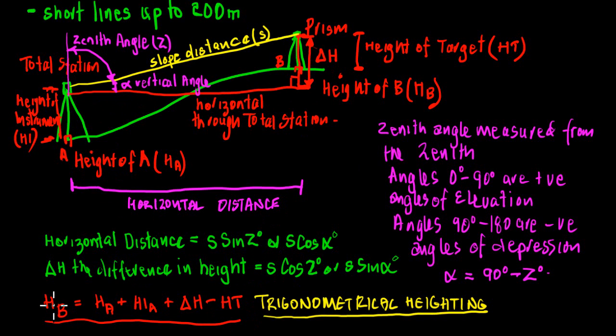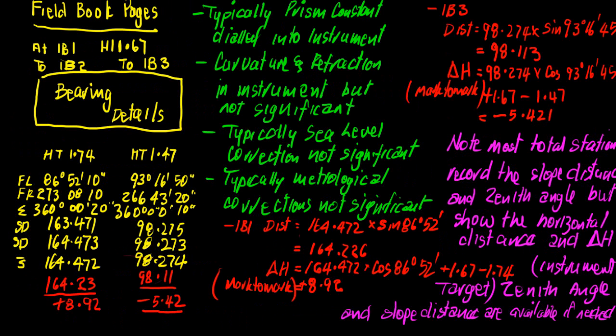Now this is referred to as trigonometric heighting, or trigonometrical heighting, depending on how you want to say it, but I've got trigonometrical written on here. Trig heights is the jargon that we use. Did some trig heights, so please yourself. So now moving right along, we're going to just have a look at some actual examples of what happens here.